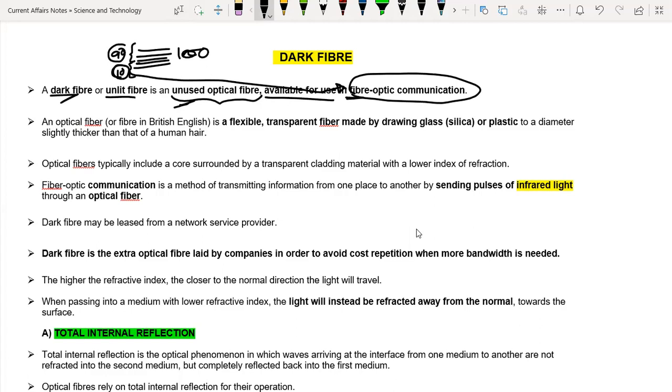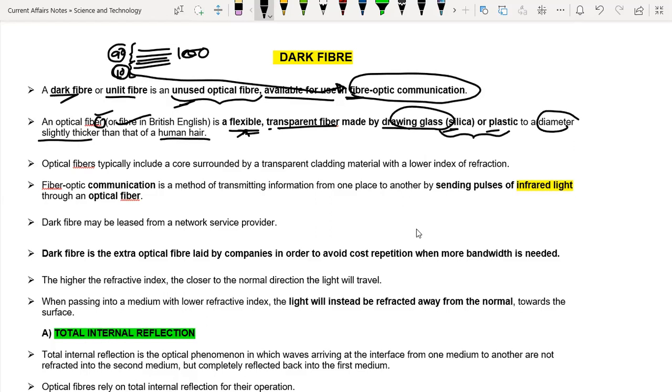In British English it is spelled fibre, the difference of re and er. An optical fiber is a very flexible and transparent fiber made by drawing glass, silica or plastic, to a diameter slightly thicker than that of the human hair. When you see your human hair, an optical fiber is slightly thicker than that and made of silica as well as plastic.